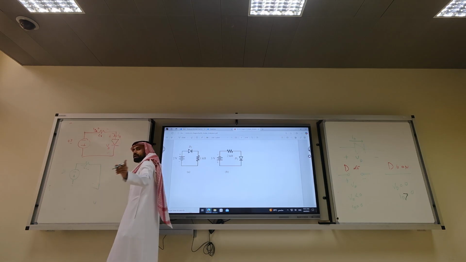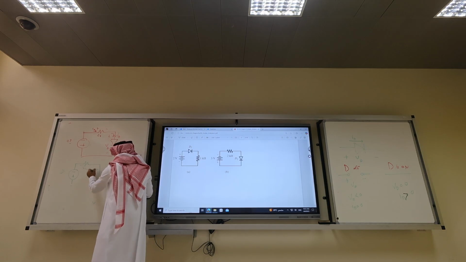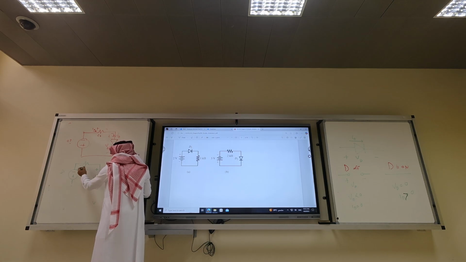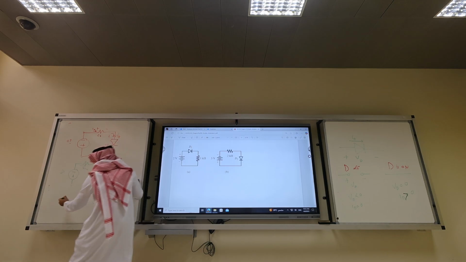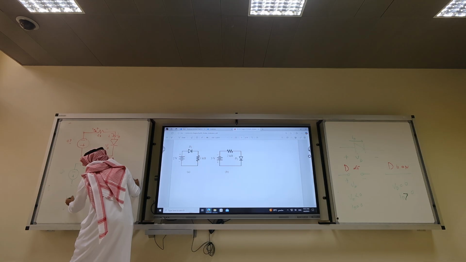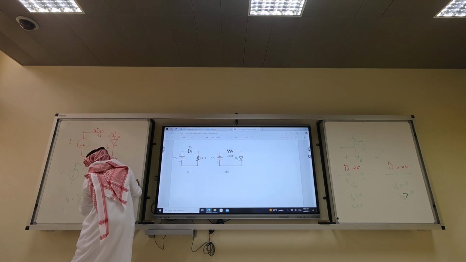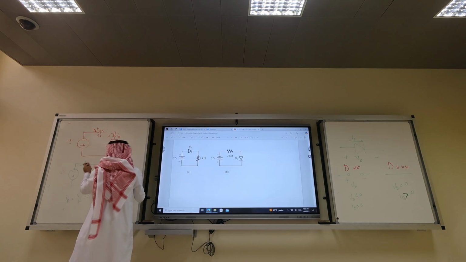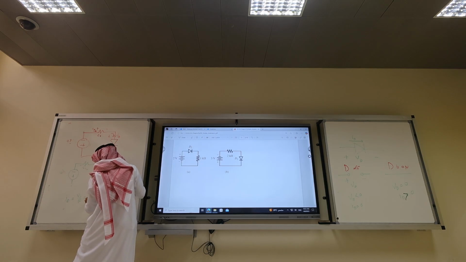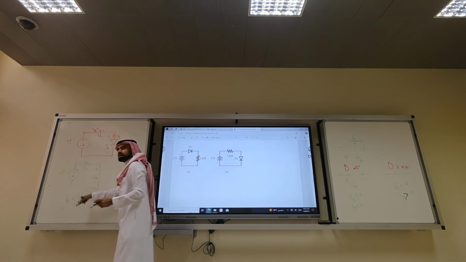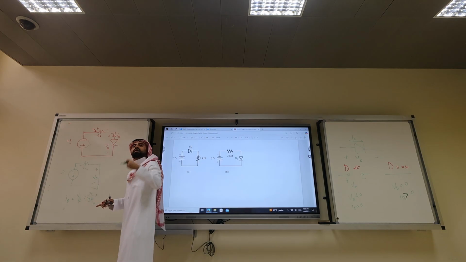And what should be the polarity? Plus minus VD, right? Yes. Okay, what is the value of ID? ID is V over R. What is V? -3 over 2K. -3 over 2K is -1.5 milliamp.